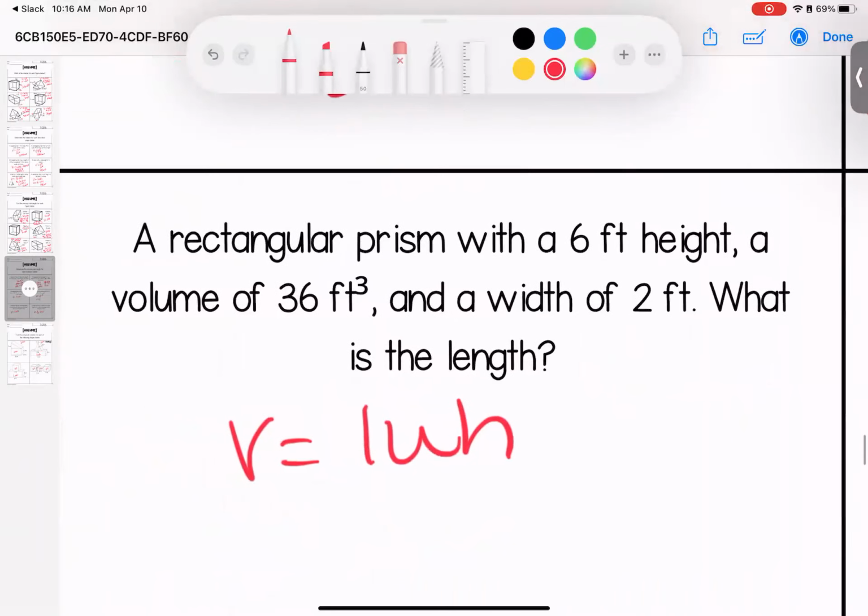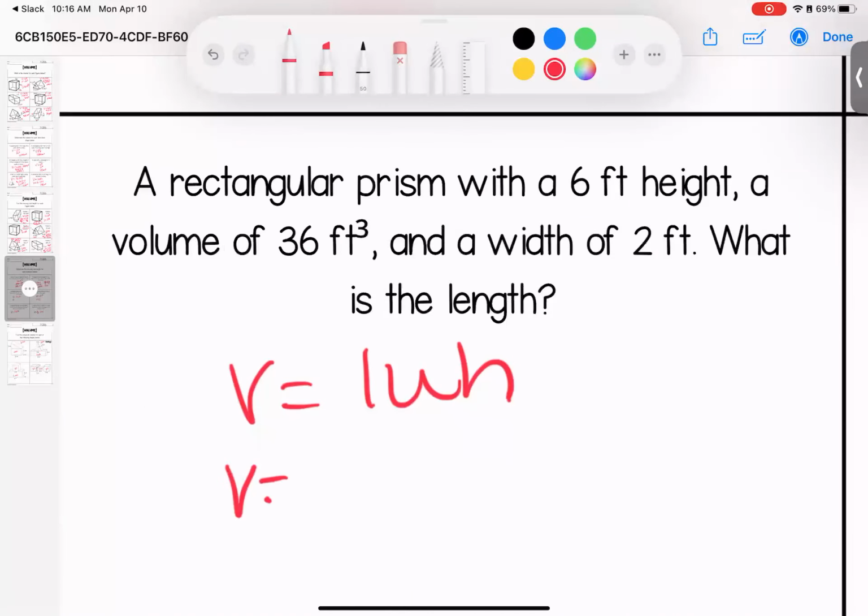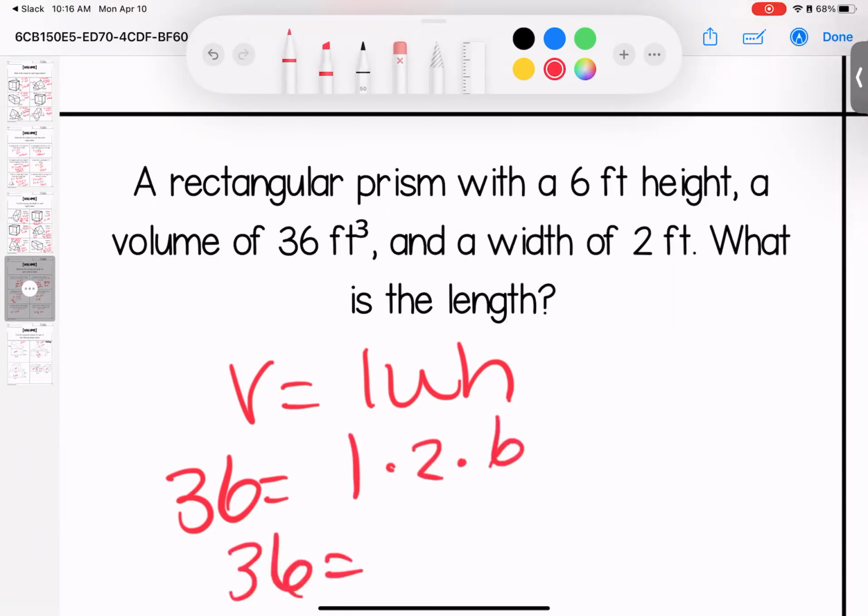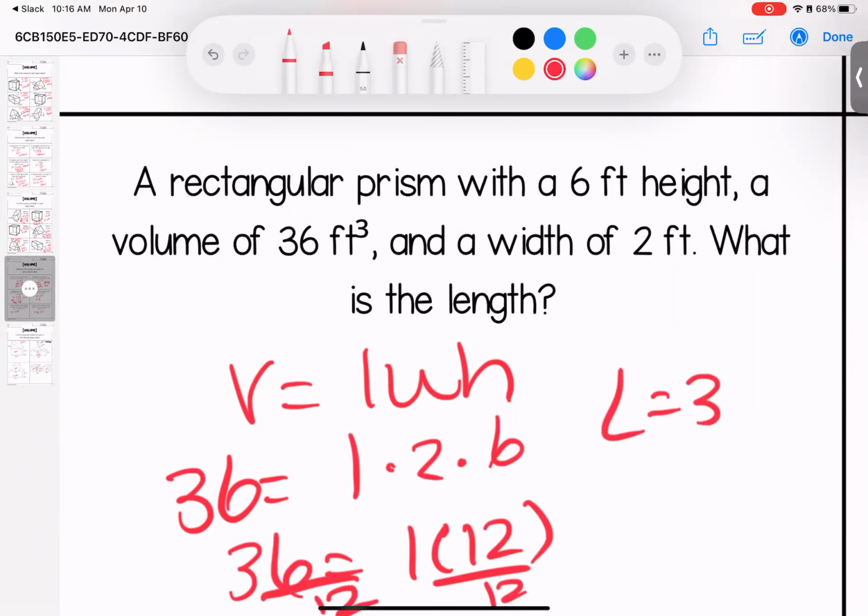Over here, we have a rectangular prism. So volume is equal to, actually, let's plug the volume in. Volume is equal to 36, which we get from an unknown length, a width of 2, and a height of 6. 36 is equal to the length times 12. 36 divided by 12 gives us a length of 3.